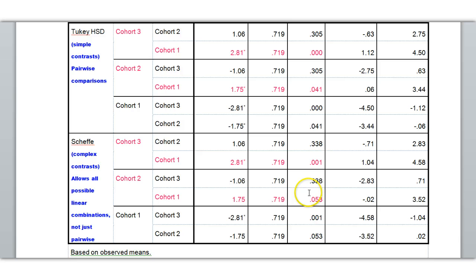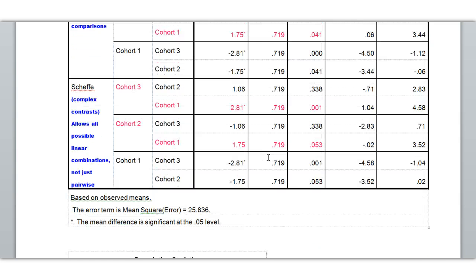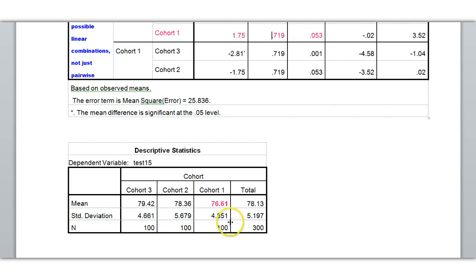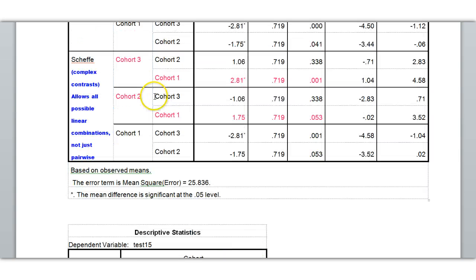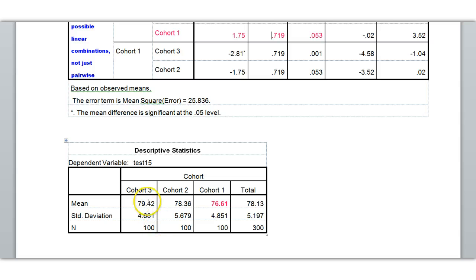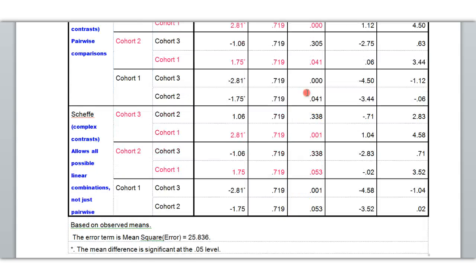But in this case, in our simple case here, the results are identical, and what this is telling us is that cohort 1 differs from 2 and 3. But cohort 2 does not differ from 3, but cohort 1 differs from 2 and 3. So let's look at the descriptives, and you can see that cohort 3 is at a 79.4, cohort 2 is 78.3, and so these are fairly close to each other, and according to the post hoc, 2 and 3 are not statistically significantly different from one another, but cohort 1 at a 76.61 is distinct from cohorts 2 and 3. And that's what the post hoc test is telling you.